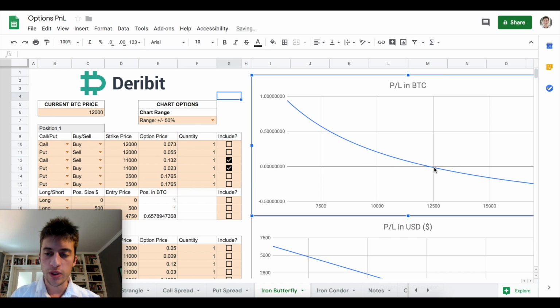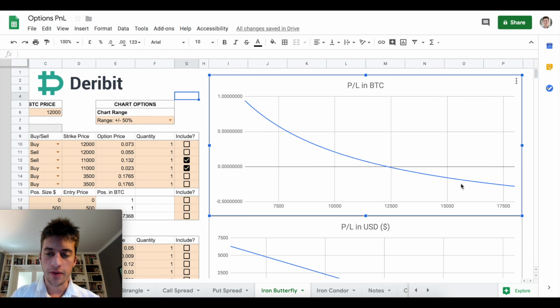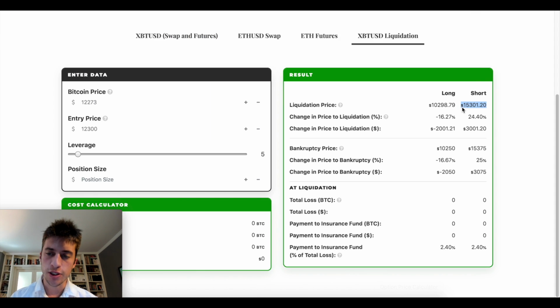Perfect. Now we know that we will be liquidated whenever this goes to minus 0.2, like I had said, because we're using a 10x trade. So we will be liquidated at 15,900. Yep, you'd be liquidated at about 15,920. But here, you'd be liquidated at 15,300.